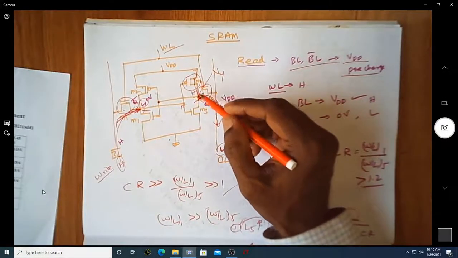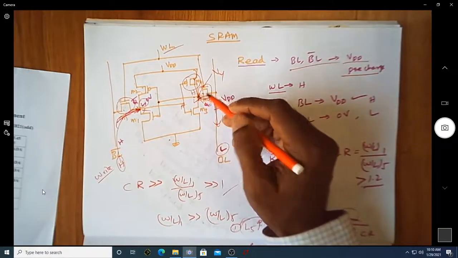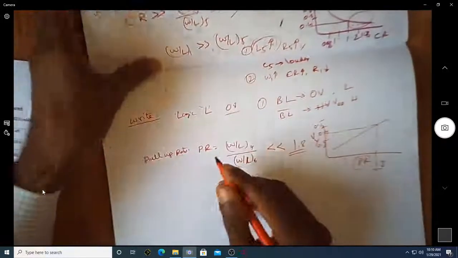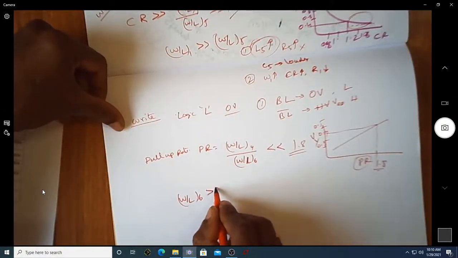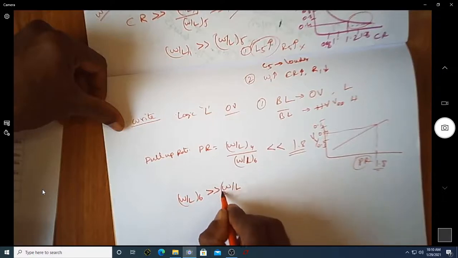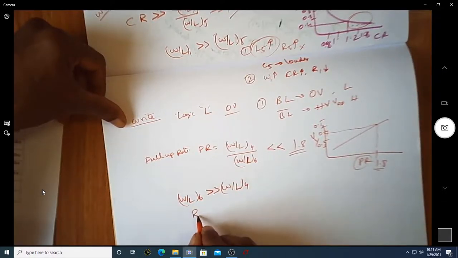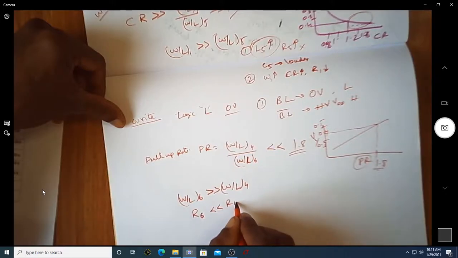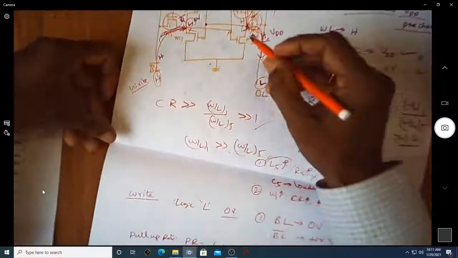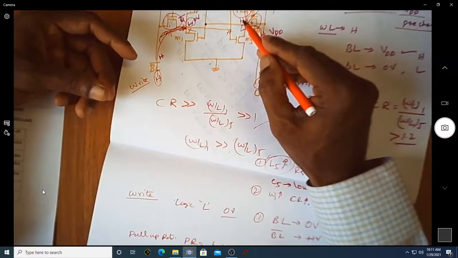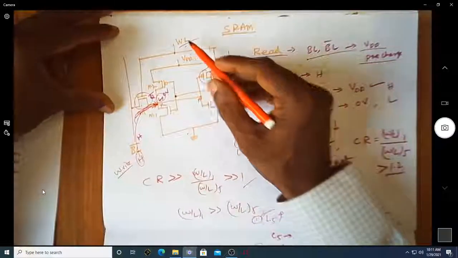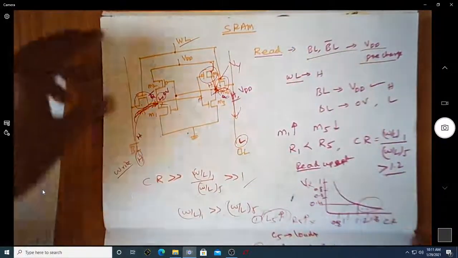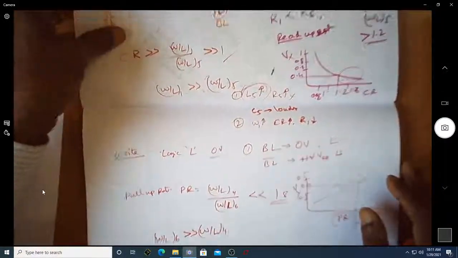So making this particular point low will happen only when the W/L of 6 is far greater than the W/L of 4, which will ensure that resistance R6 is far less than resistance R4, so that the value that is stored will become low as soon as you make your word line equal to 1.